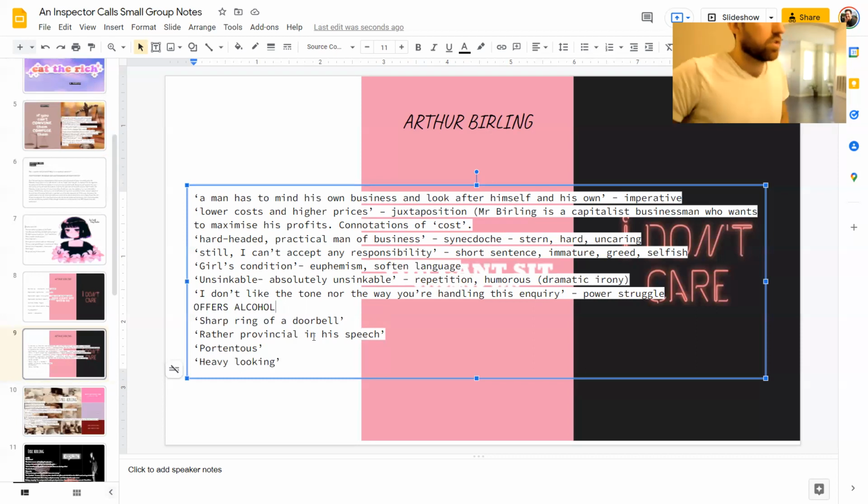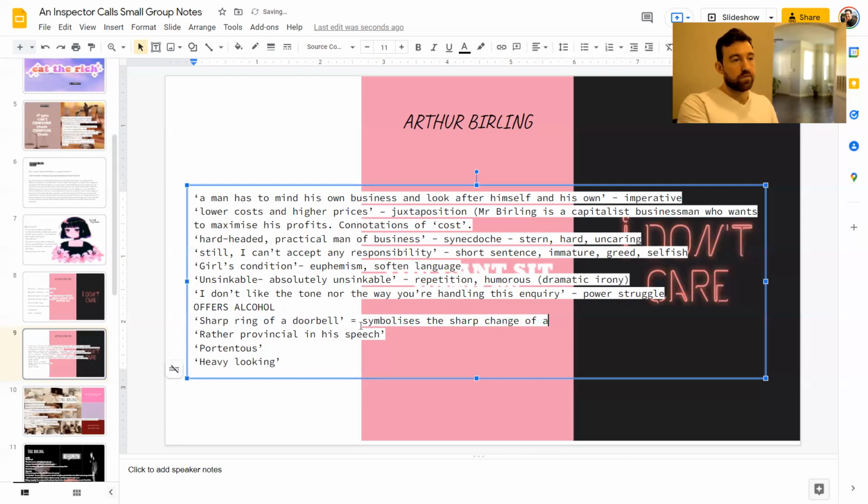The fact that when the inspector enters, it's a sharp ring of a doorbell is quite interesting because this sort of symbolizes the sharp change of attitude of people. So, you know, it's a rude awakening to people that aren't catching up when we get workers' rights, when we get more socially responsible medicine and so on and so on. It's a sharp alarm to the people that are trying to hold that back, like Mr. Birling.